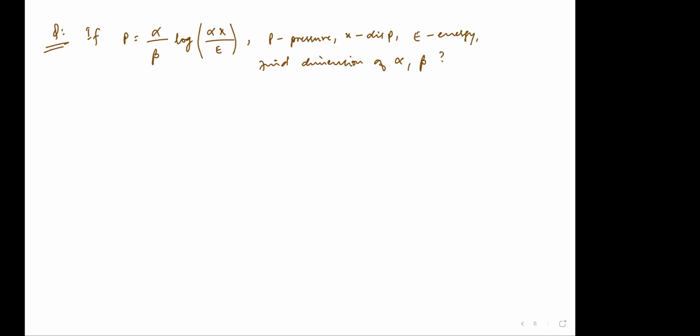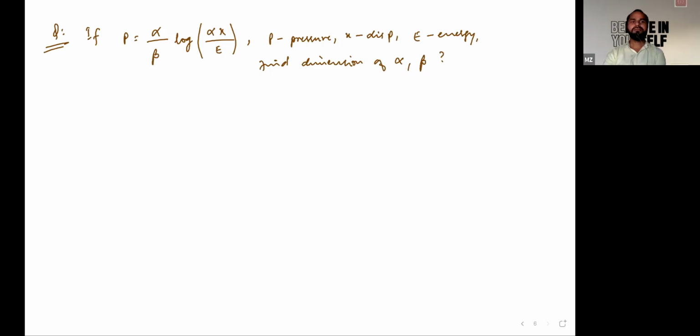First of all, we should start from the bracket. First, try to solve for this part. We have the dimension formula for x and the dimension formula for E. Try to obtain the dimension formula for alpha.